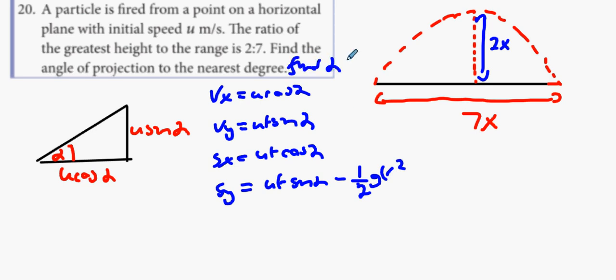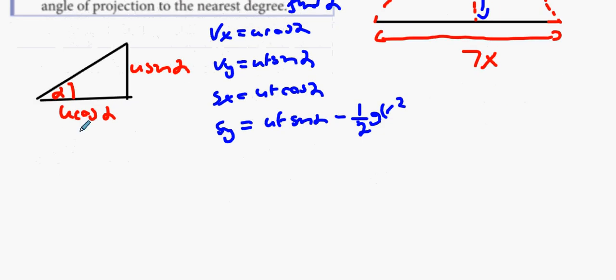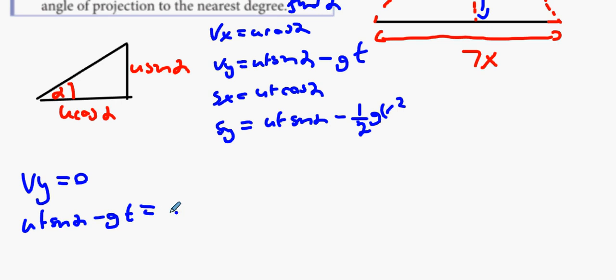Okay. I'm going to run through my two procedures. First one for the greatest height, second one for the range. Okay. So that's what I need to do. So for greatest height, Py equals 0. Oh, minus. Don't forget the minus gt. So this implies that u sin alpha minus gt equals 0.